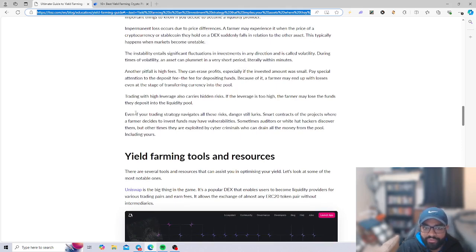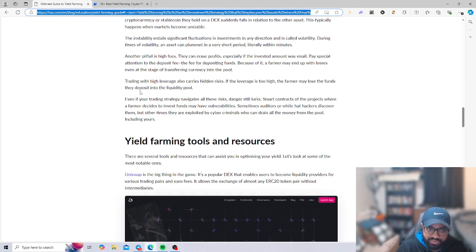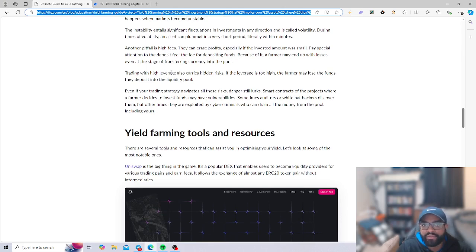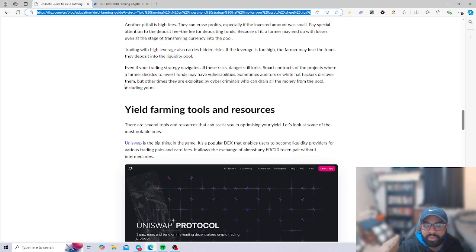Another pitfall is high fees. They can erase profits, especially if the invested amount was small. Pay special attention to the deposit fees when depositing funds. And trading with high leverage also carries hidden risk. If the leverage is too high, the farmer may lose the funds they deposited in the liquidity pool.